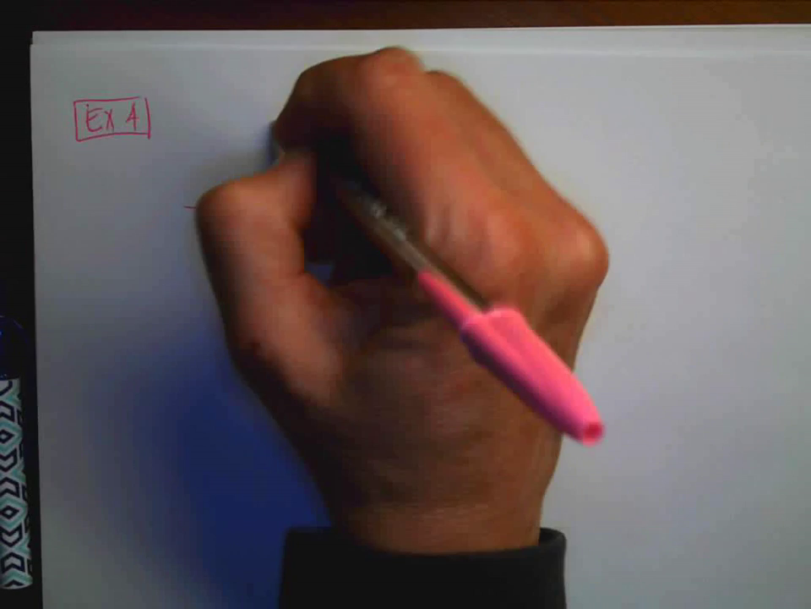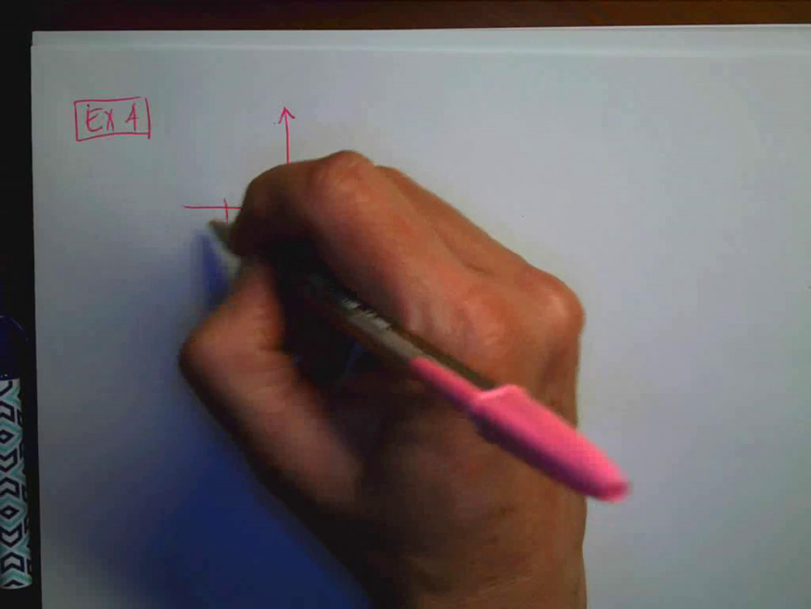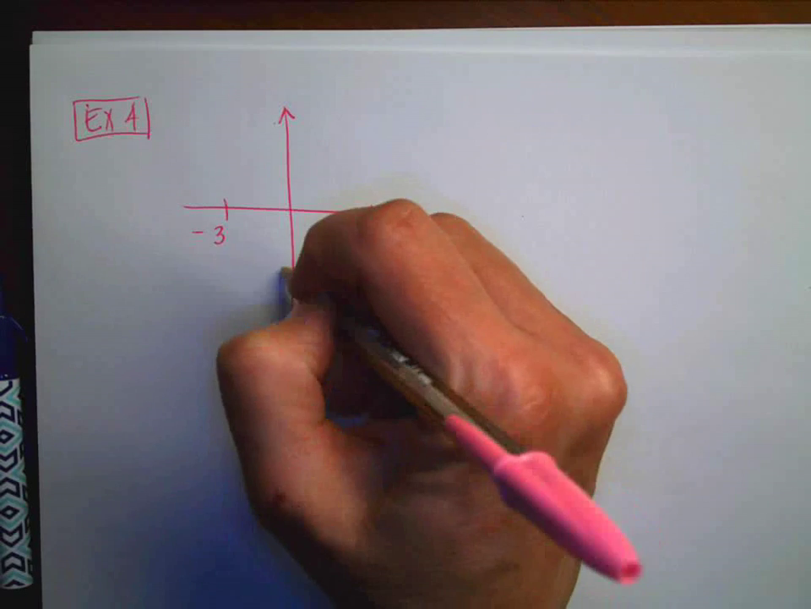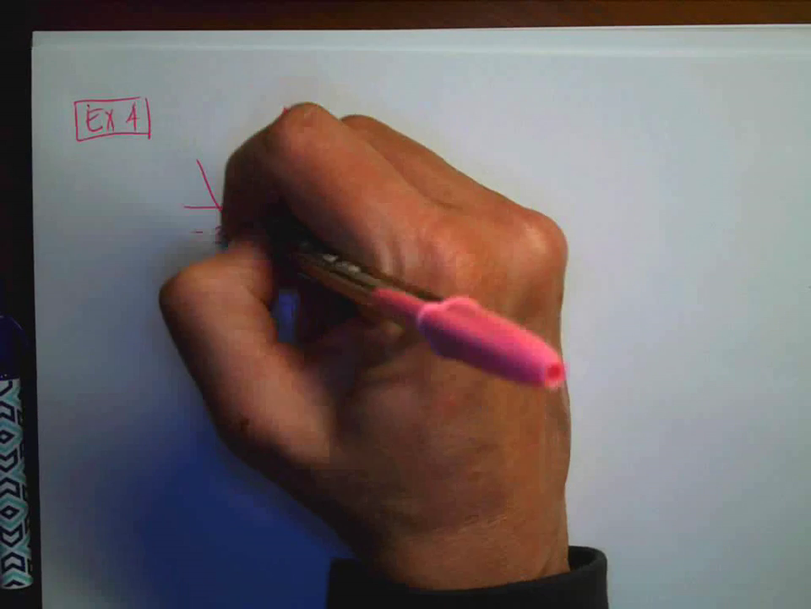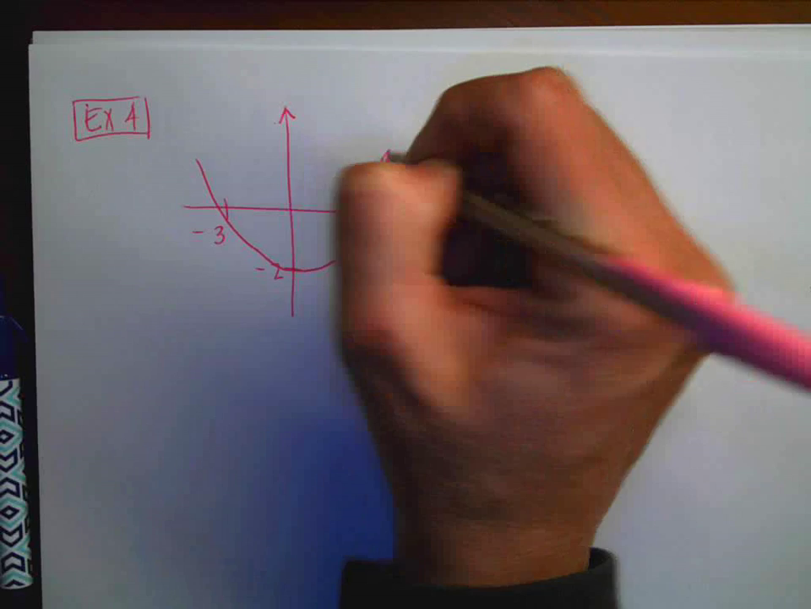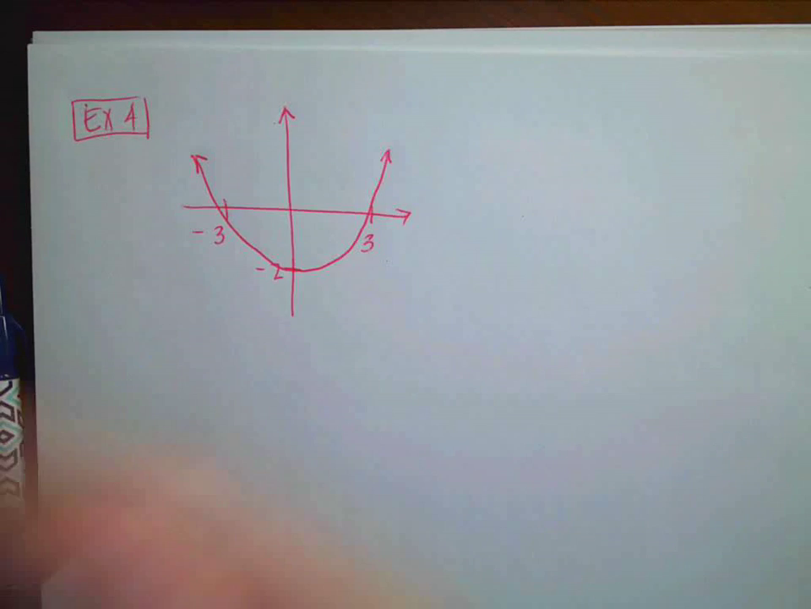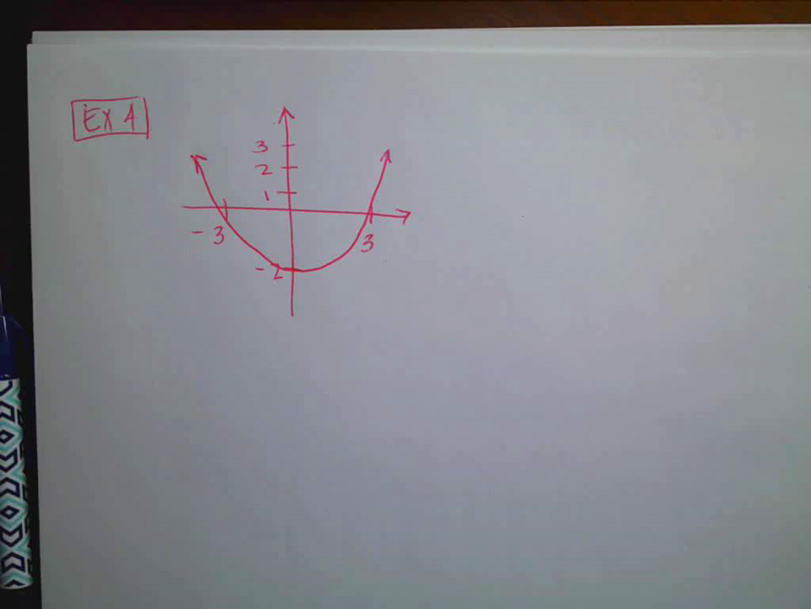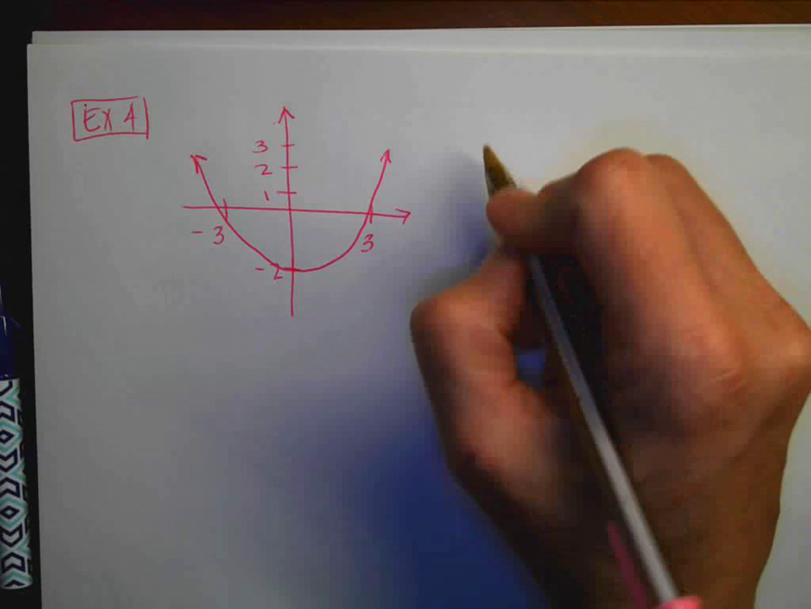So for example number 4, I'm going to be given a little parabola, and it's going to have an x-intercept at negative 3, one at positive 3, and then a vertex at a negative 2. So it's going to look kind of like that. Okay, and then I'm going to have values 1, 2, and 3.